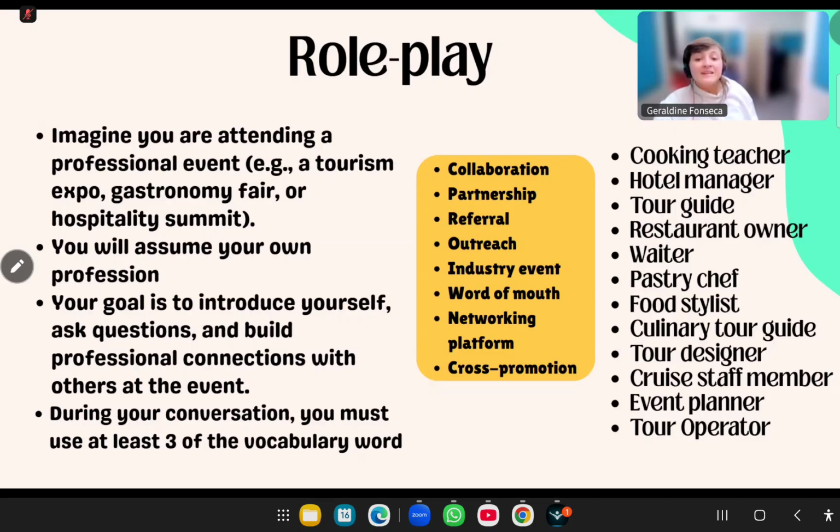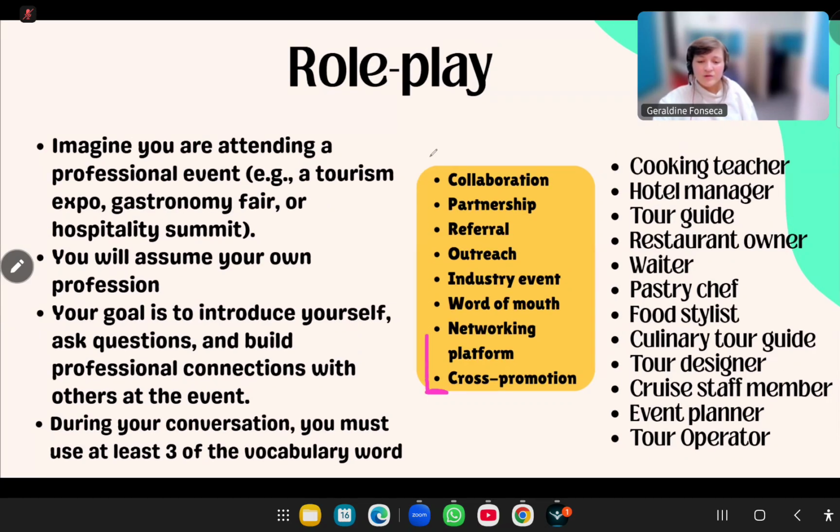The idea is that in the conversation, you recycle some of the vocabulary that we saw yesterday. And that's it. Guys, is there any question before I give you time to prepare, organize, and then join the rooms?